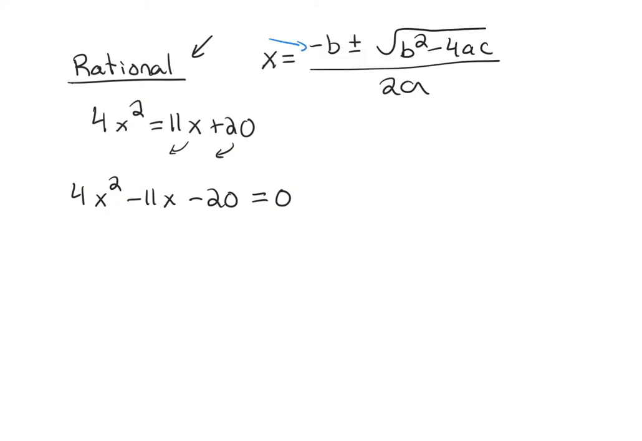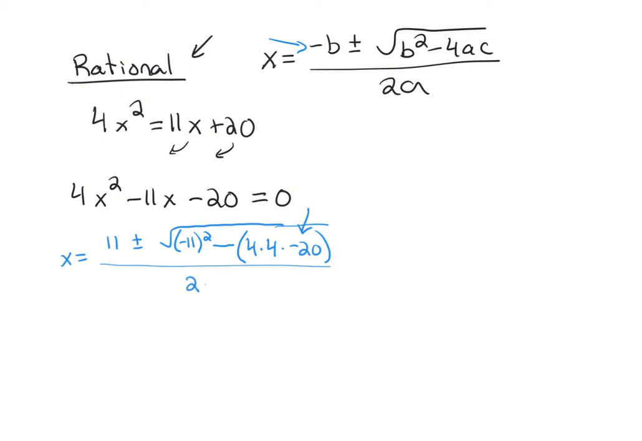All right, so opposite of b. So x equals, let's go positive 11 plus or minus the square root. So b is negative 11 squared minus, and I like to put all of these in one set of parentheses, 4 times a times c. Doing it this way, I think, just kind of helps avoid some silly mistakes when you're calculating. All over 2 times 4.